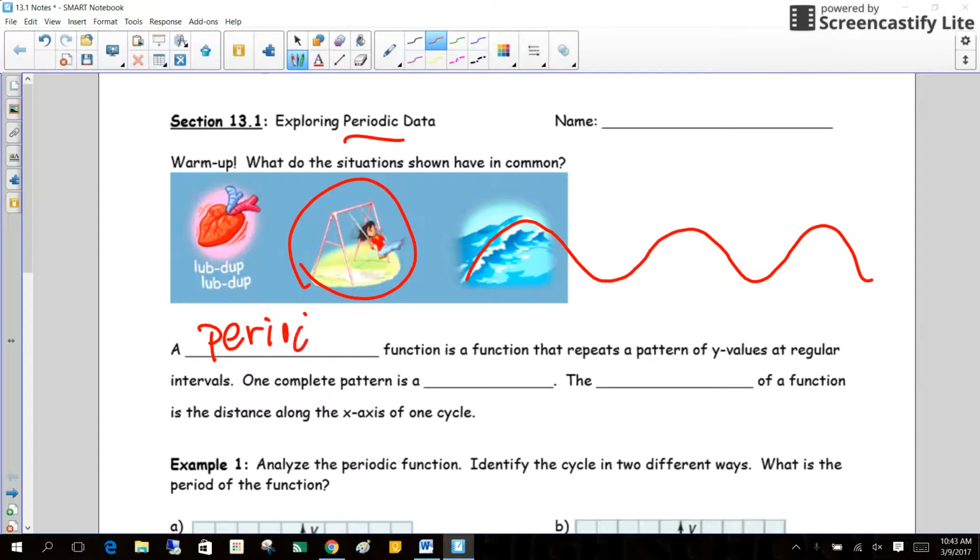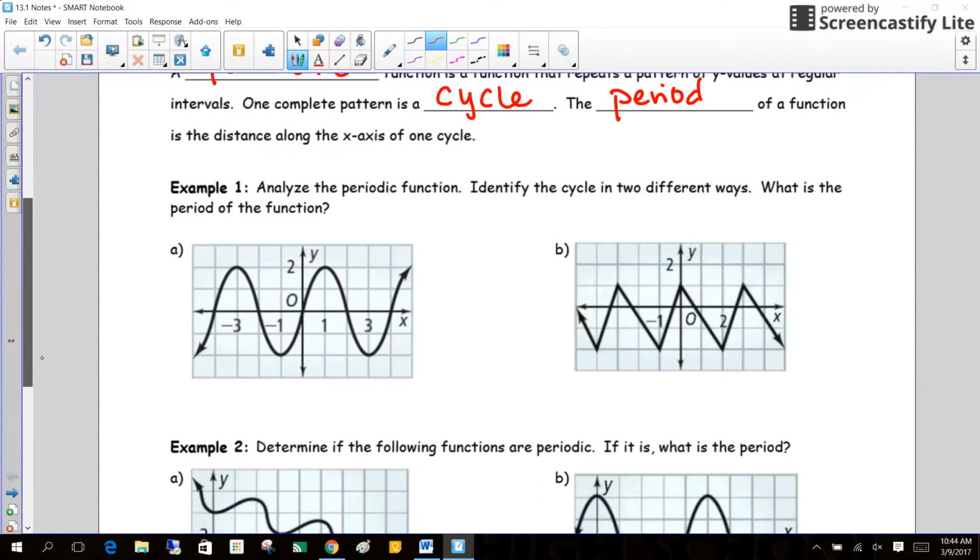So by definition, a periodic function is a function that repeats a pattern of y values at regular intervals. One complete pattern is considered a cycle. So for example, this girl, if she starts at the bottom, her height goes up and then she comes back down to the bottom, that's one full cycle. And the period of the function is the distance along the x-axis of the cycle. So keep those things in mind. We'll obviously get a little bit farther into them in a second.